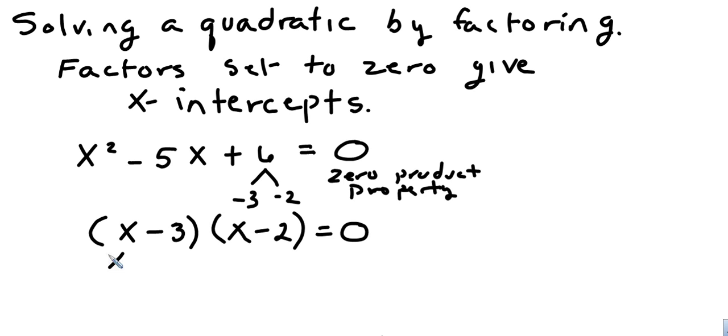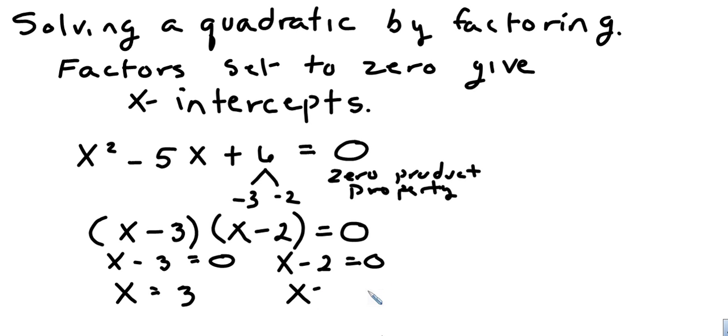So let's set both of these factors equal to 0. x minus 3 is equal to 0. Add 3 to both sides. x is equal to 3. And x minus 2 is equal to 0. Add 2 to both sides, and x is equal to 2. Those are my two solutions to my quadratic.